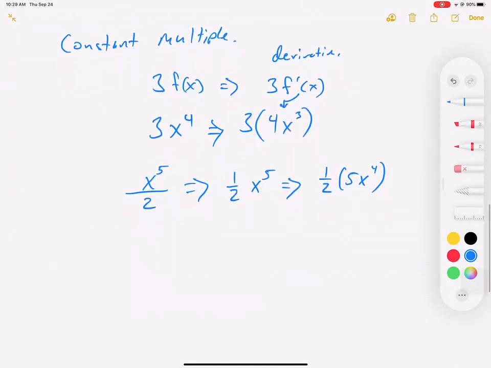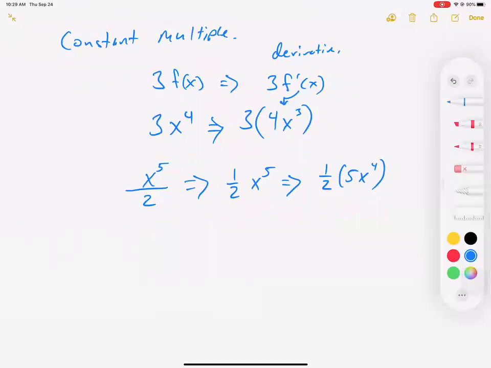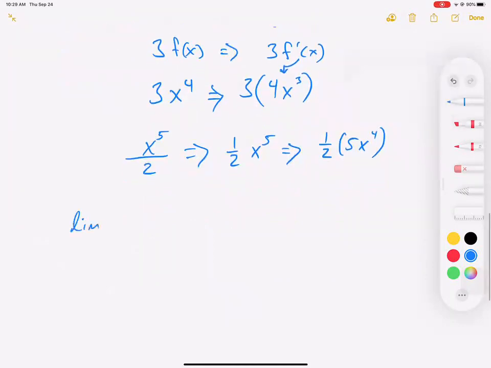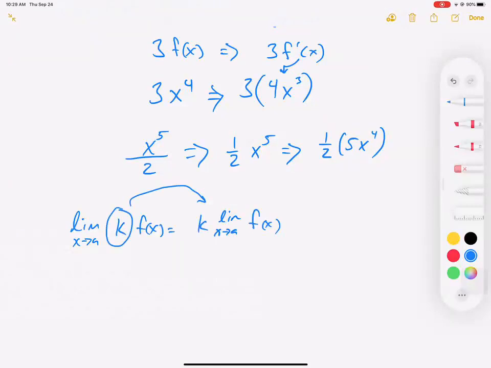But how did they come up with it? Oh, it's based on the limit rules. If you guys remember this from before, the limit as x goes to a of k times f of x is k times the limit as x goes to a of f of x. The constant value just gets kicked out. So it's based on our previous limit rules, because the derivative is just a limit.